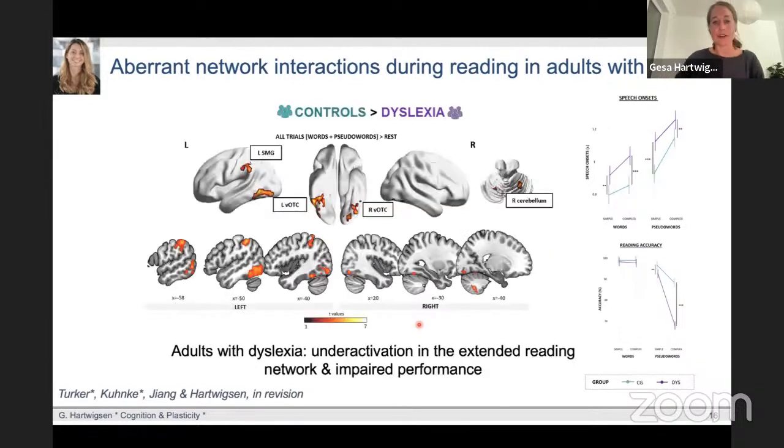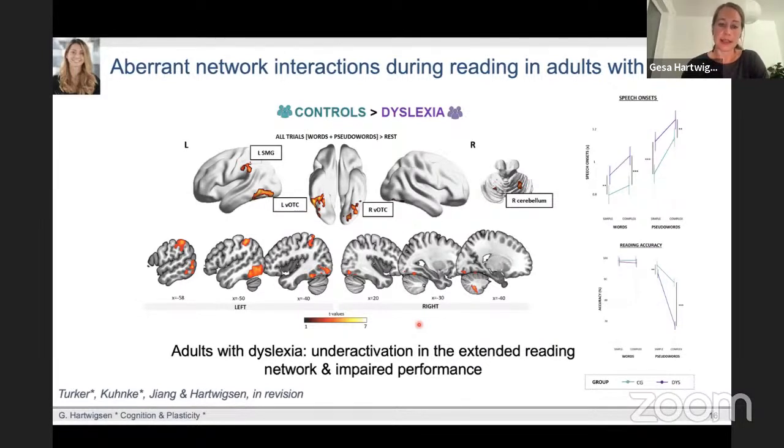Here you can see the contrast of control subjects with dyslexia. So all areas that you can see have more activity in normal healthy controls relative to people with dyslexia. And this is just across all trials, so across word and pseudo word reading. And we compare this with rest. And I should say that we did an overt task here. So they just read out the words aloud.